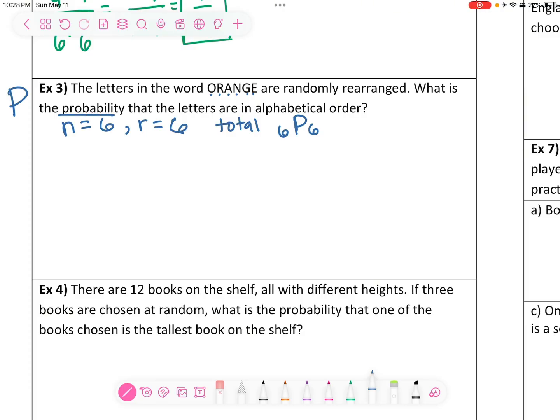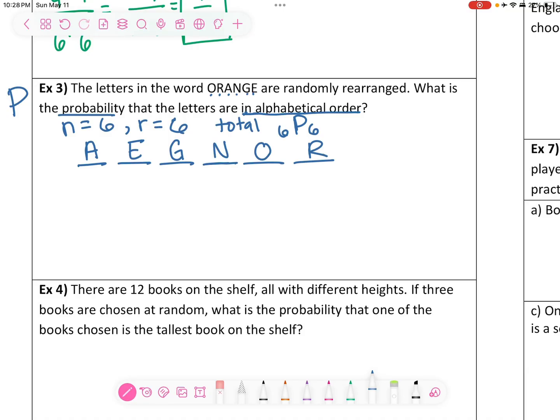All right, now let's take a look at the actual probability. So what is the probability that the letters are in alphabetical order? Well, I'm going to draw a diagram of this, but I think for a lot of you, it's going to be kind of obvious, okay? So we have 6 letters, 1, 2, 3, 4, 5, 6, and we're going to put them in alphabetical order. So, for example, in orange, the letter that comes first in alphabetical order is A, then it's going to be E, then G, N, then O, then R, okay?